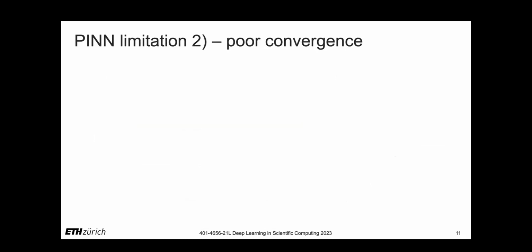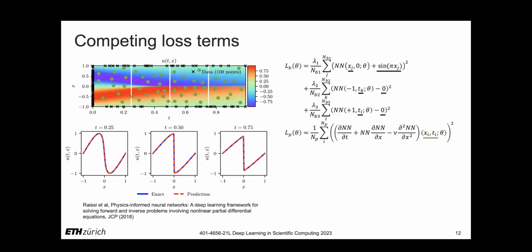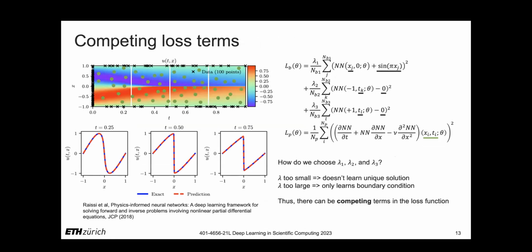Okay, so that's limitation 1. Limitation 2 is convergence. So what do I mean by this? I touched on this very briefly last lecture, and this is the issue of the competition of the different loss terms in the PINN's loss function. Remember, we have this boundary loss here, which is asserting the solution at the boundaries. And then we have this physics loss, which is trying to make sure that the solution obeys the differential equation.